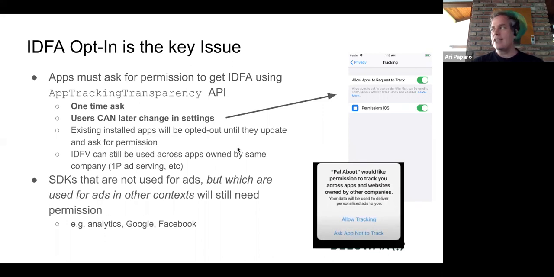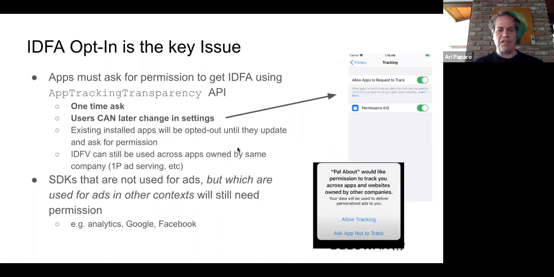This is also one of the reasons why I've heard from a number of people who've downloaded the beta of iOS that they're not seeing the alert. The reason is because their apps aren't asking them for permission yet. So you can upgrade to the beta like I did this weekend, but you won't see the alerts until the apps are updated.